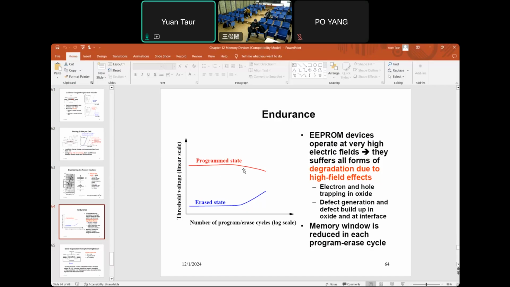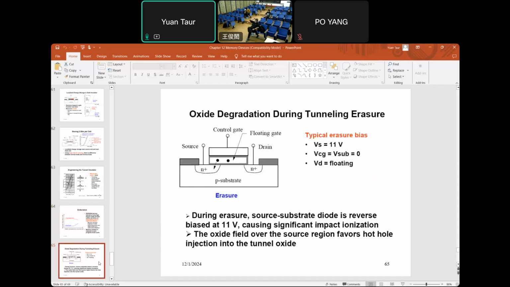Okay. So the memory, we call this the memory window, becomes smaller and smaller as time goes on. Eventually, you cannot distinguish between the erase state and the program state. In that case, the cell, of course, doesn't work. That's called endurance. So after a certain number of cycles of operation, the E-square PROM will not work, because we usually need a very high field to program and erase, and that will damage the oxide over a long time.